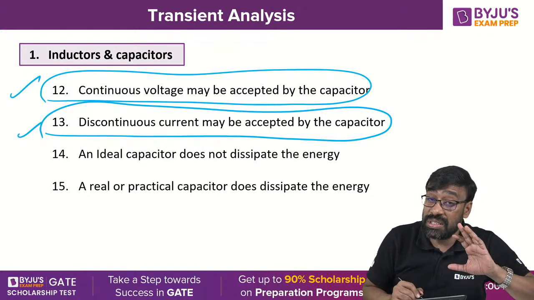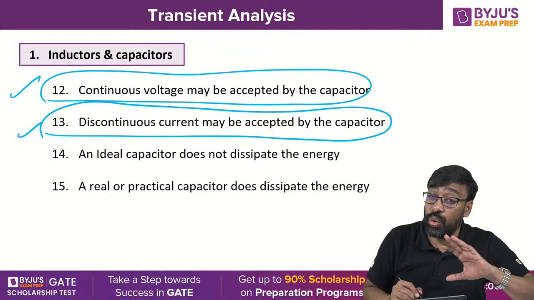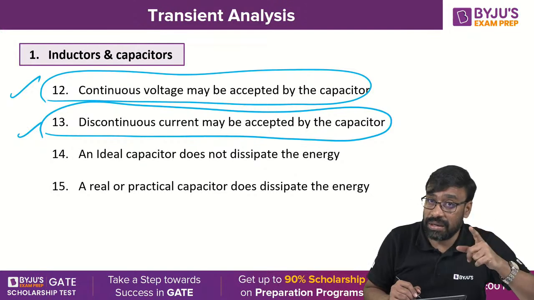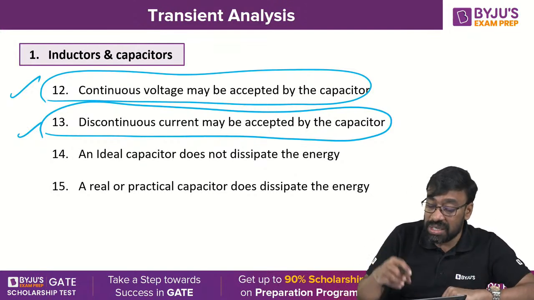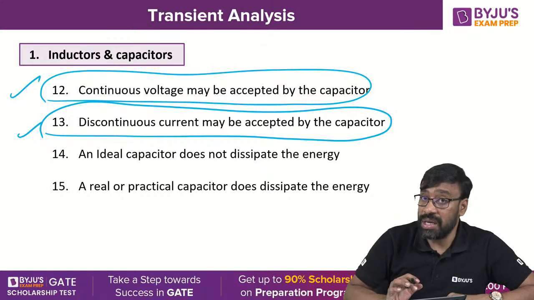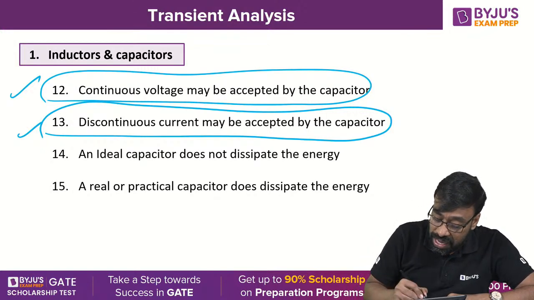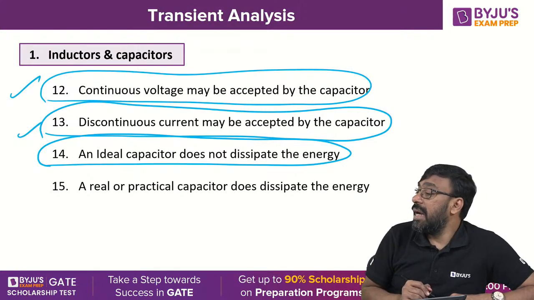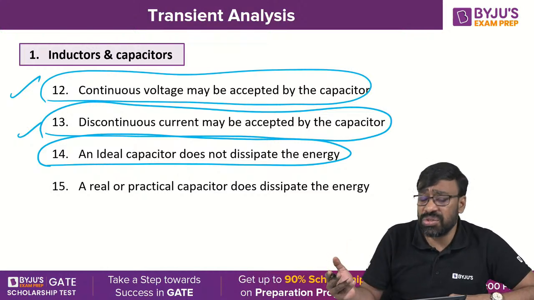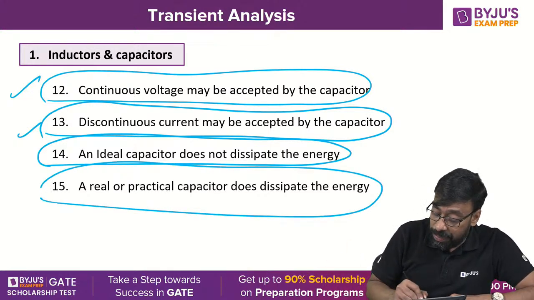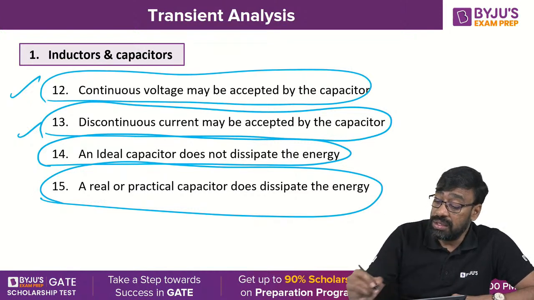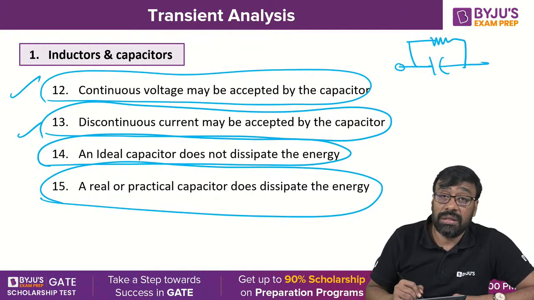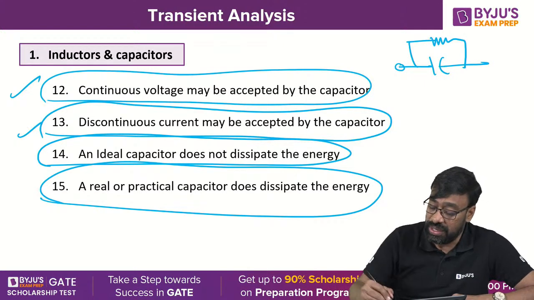One mark questions. Which of the following statements are true or not true? You understand? Be clear. Formula questions are not just formulas. The conceptual questions come under the formulas also, right? You must remember this. An ideal capacitor does not dissipate energy because there is no resistor. A real and practical capacitor will definitely have a resistive element. Generally, the practical capacitor is modeled with a parallel resistor model. So definitely where there is a resistor, there is dissipation. It will dissipate the energy.